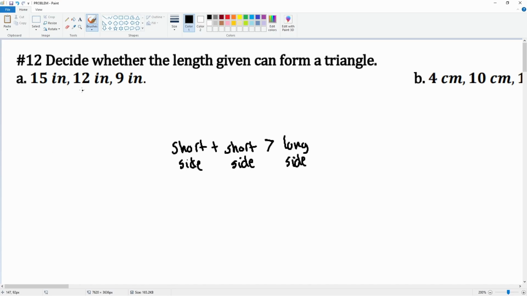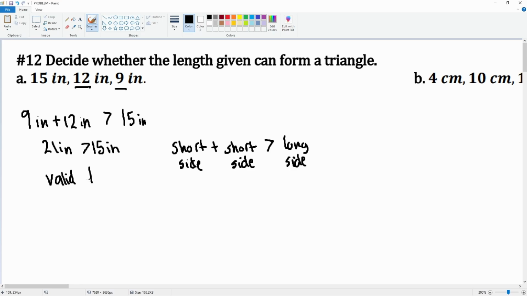So the two short ones here are 12 and 9. So 9 inches plus 12 inches has to be greater than the 15 inches. Is that true? 9 inches plus 12 inches gets us 21 inches. That is greater than 15 inches. So if we draw this triangle, this is a valid triangle here.